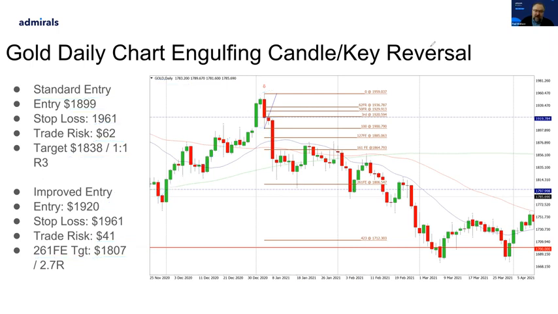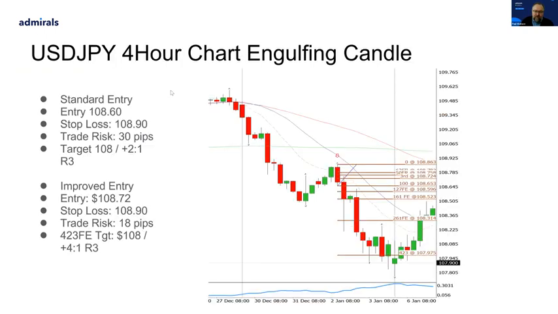Being able to trade like that, a couple of winning trades like that, starts to make a difference to your equity curve, starts to make a difference to your self-belief and confidence. All of these things can help put you in the right direction.